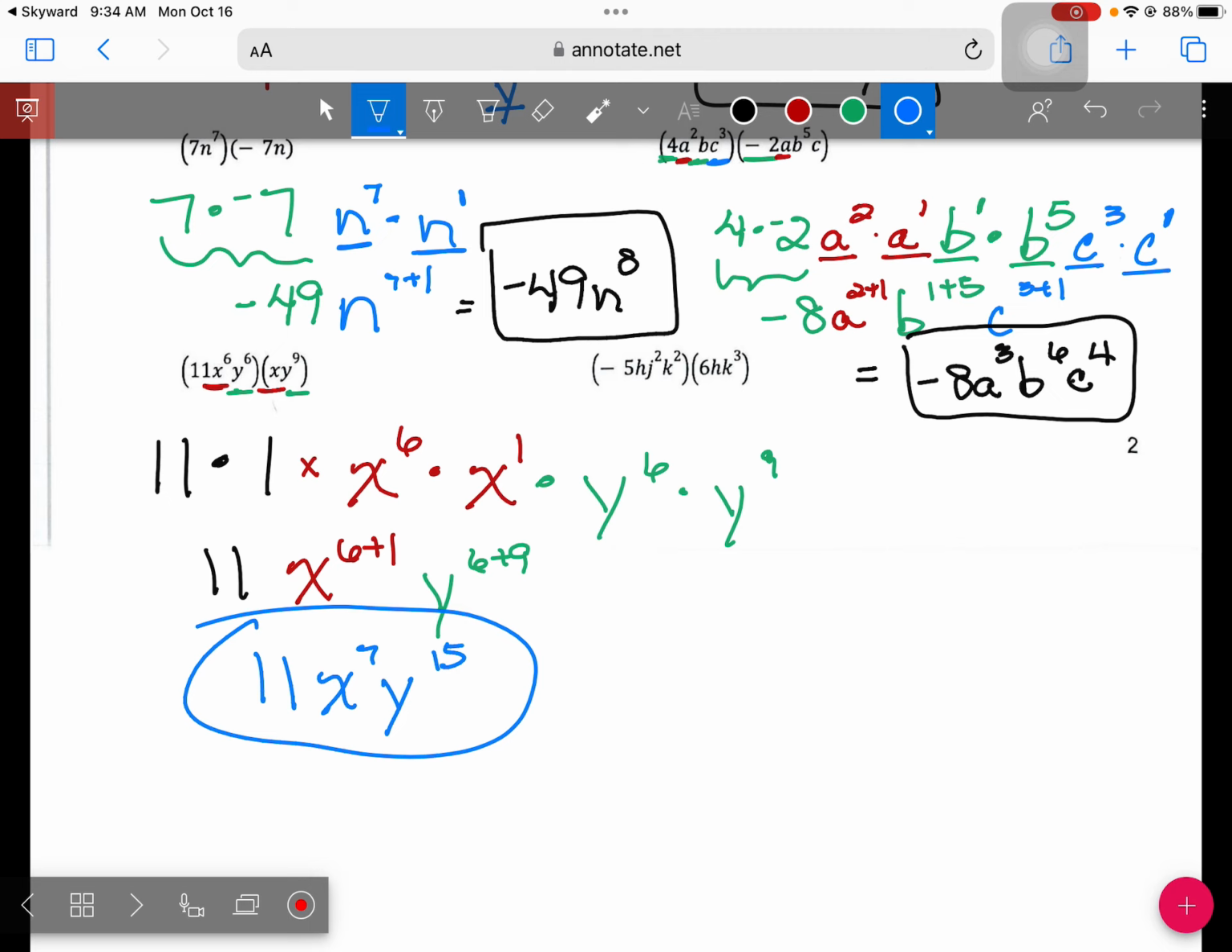Now, some of you might not have had that 11 times 1. That's fine. That's kind of a 1 understood. It would be right here. Don't have to have that. And then you've got your like bases, x to the 6th times x. Put a 1 on it. You add those exponents together. 6 plus 1 gives you the 7. And then the y's. y to the 6th times y to the 9th. They have the same base. So you add the exponents. Any questions about that? How many got that for the answer?